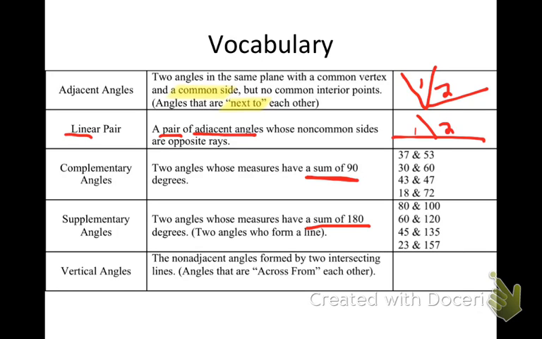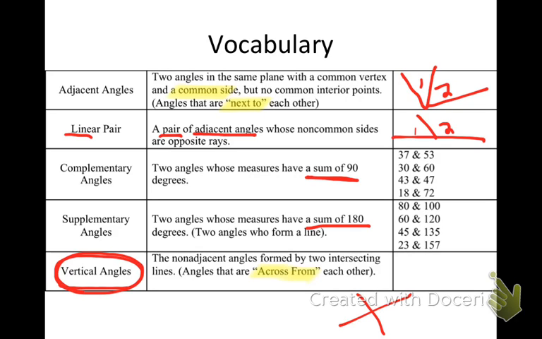And the last one we have in here is vertical angles. I love vertical angles. There's a lot of things about vertical angles you need to know. You need to remember vertical angles basically throughout the whole year. So, key term here: vertical angles are the non-adjacent angles formed by two intersecting lines. Vertical angles are what I call angles that are across from each other. If you look up on the wall, there's a poster way up above that shows vertical angles. Notice they are across from each other.